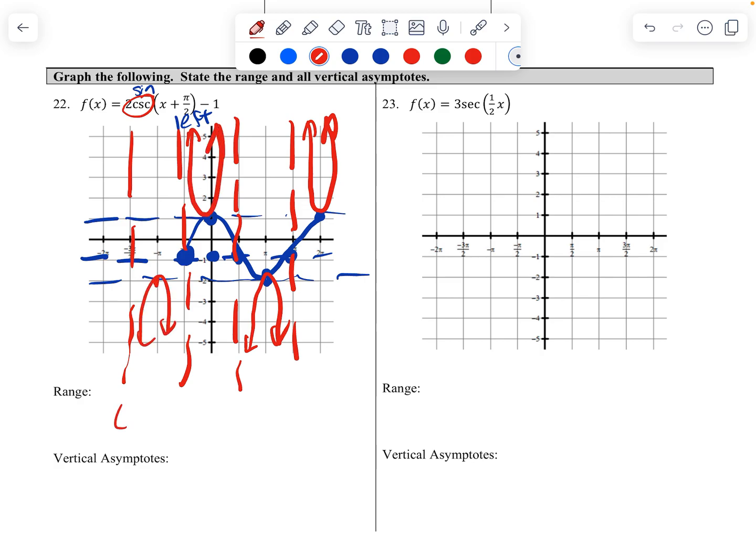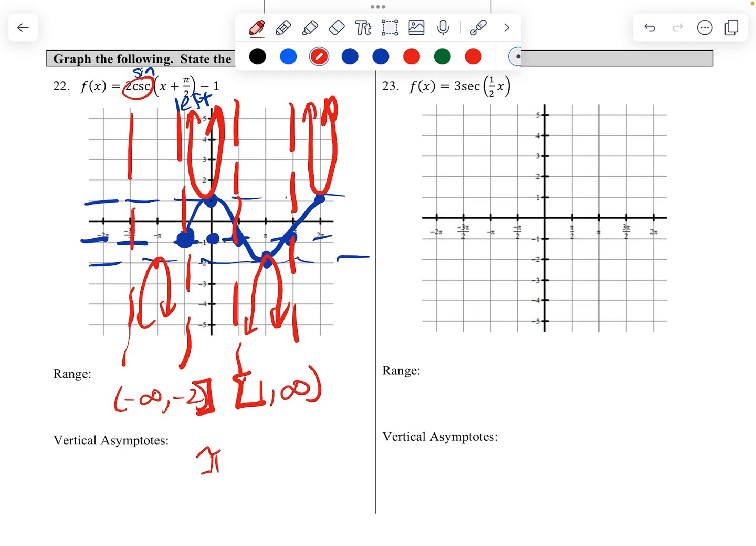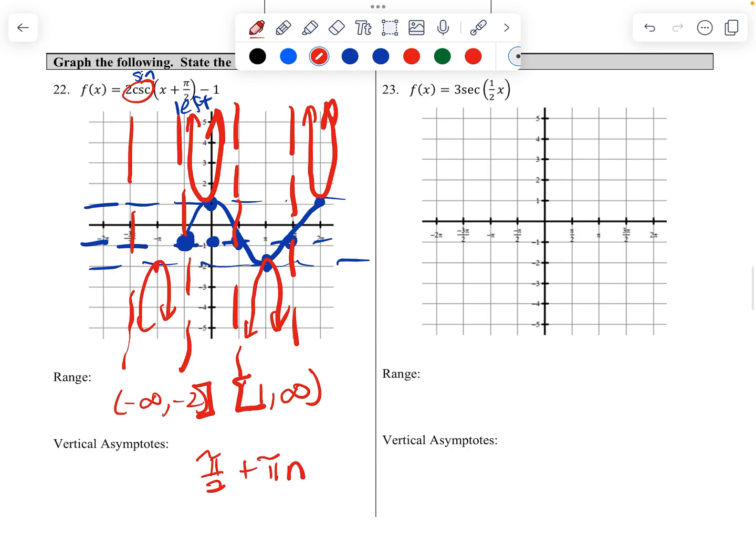So our range is from negative infinity to negative 2, and then from 1 to infinity. And it includes those values. And our vertical asymptotes are at pi over 2 plus every pi n. So secant is our cosine. So midline and up 3 and down 3. Our period, 2 pi divided by half, is 4 pi.